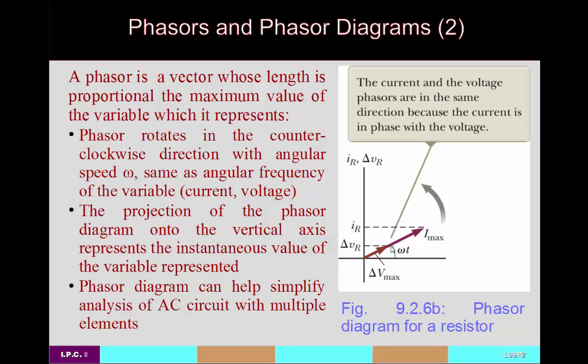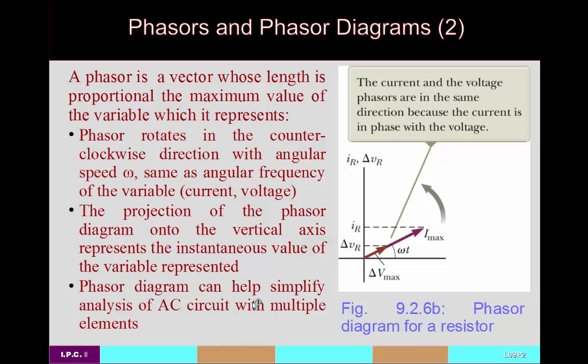That means that the angle through which it's passed, just doing simple rotational kinematics for constant omega, would be theta equals omega times t. The projection of the phasor onto the vertical, that is the y-axis, gives you the actual value at time t of the variable in question. So the current or the potential difference across the resistor in this case.